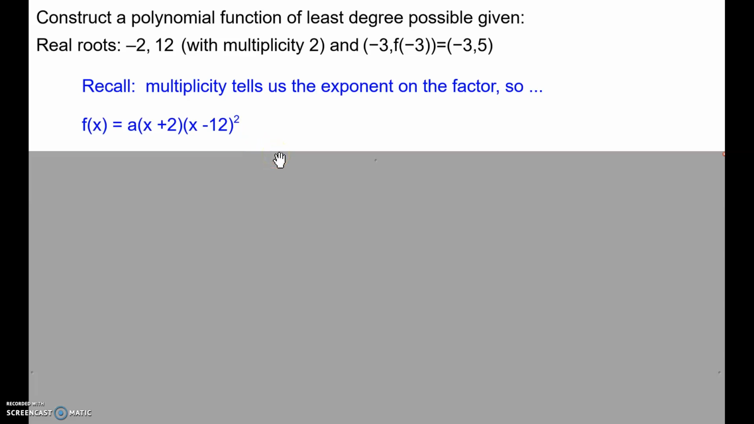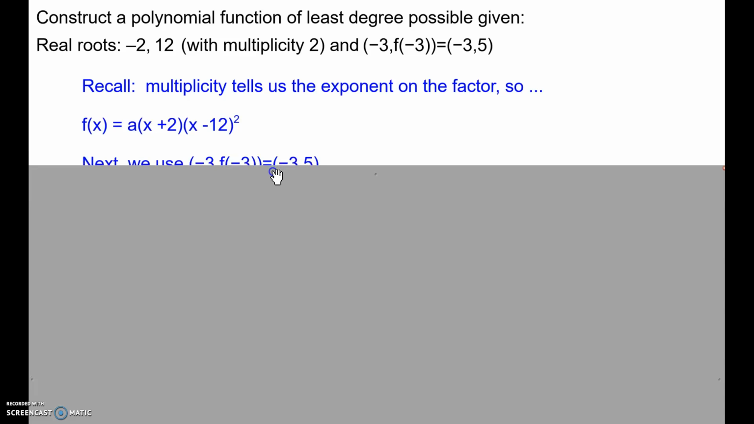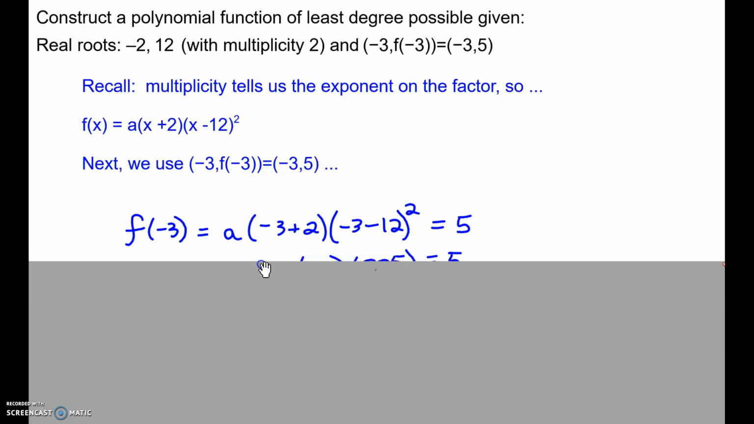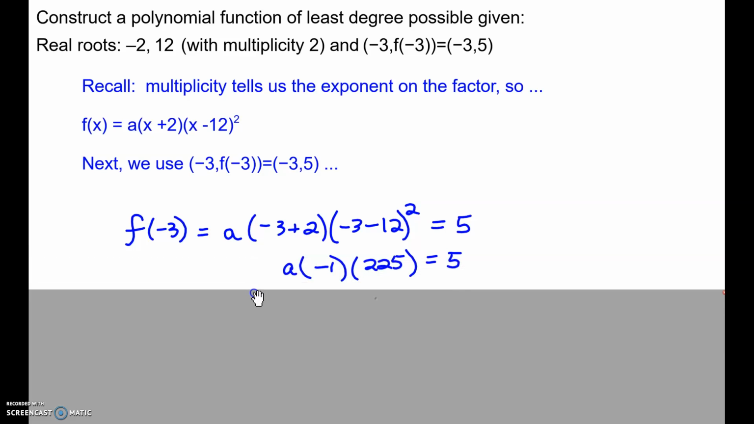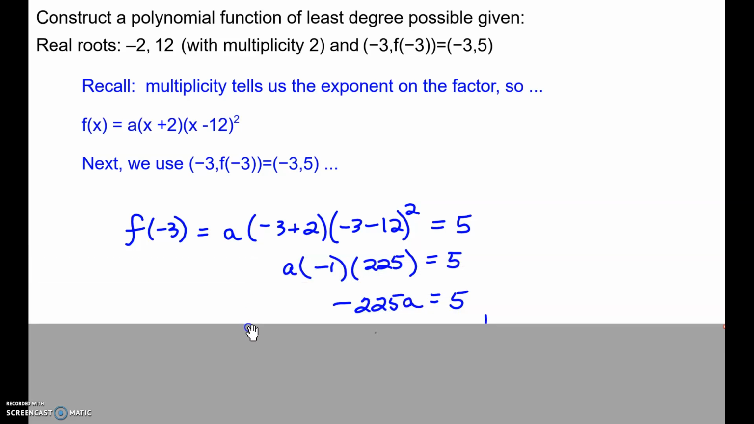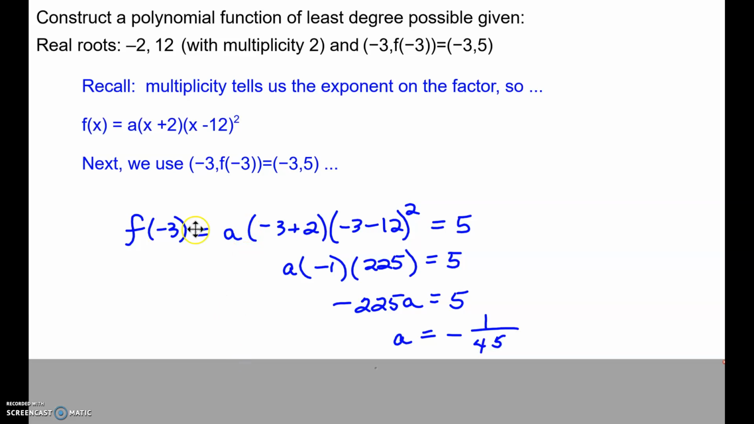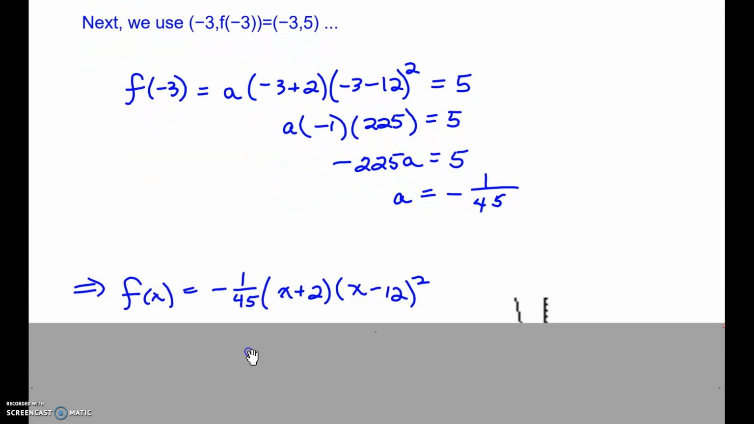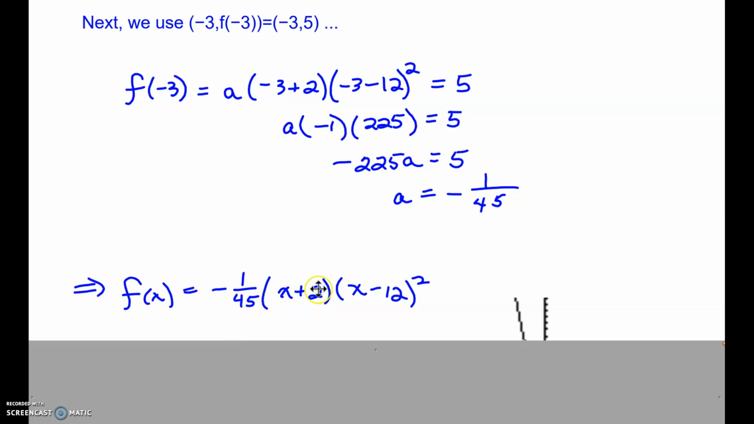Graphically, that should mean that it touches and turns at that x-intercept rather than crossing. We'll verify that once we're finished. Okay, so I have my point here of (-3, 5). I'm going to plug that in. Once again, I'm going to simplify and solve for the a. So in this one, I am discovering that a is -1/45. So when I put that back in, my general equation would be -1/45 times that x plus 2 times that x minus 12 quantity squared.